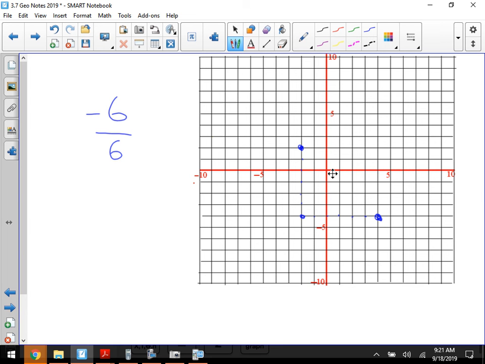And what's -6 divided by 6? 1. Just count. And you have to sing the song in your head, otherwise you're going to fail.